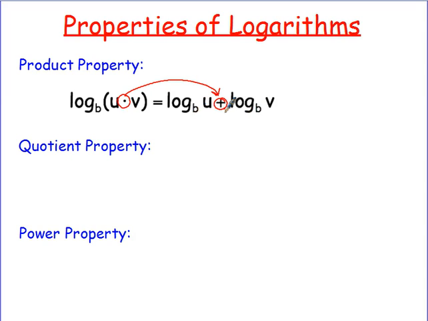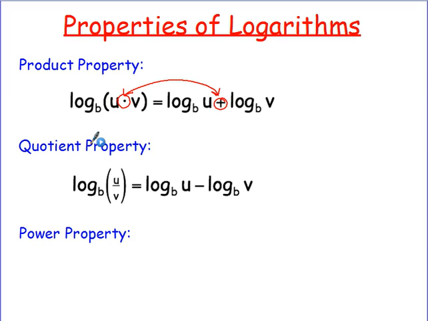Now we're also going to be using these properties the other direction. So if you see two logs and they are added together, you can put it back as one log with multiplication. So multiplication and addition are partners when it comes to log properties. The quotient property.